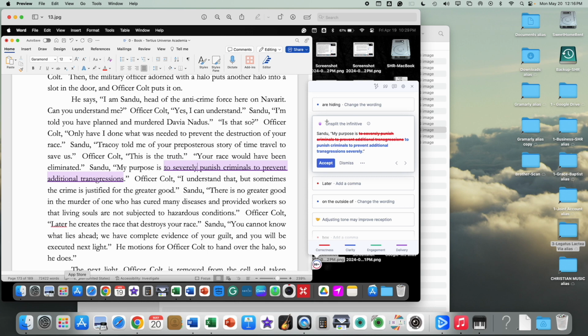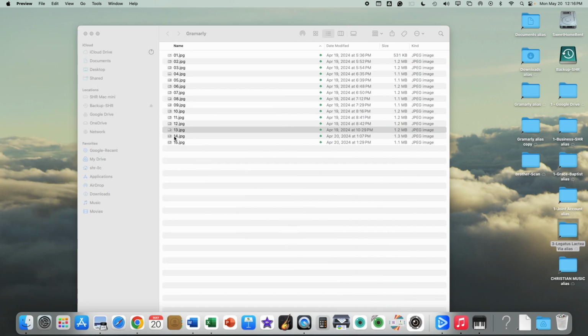And you can see here that they want to change the purpose here. "My purpose is to punish criminals to prevent additional transgressions severely." Okay. I don't know how you can do transgressions severely. To me, it's severely punish, not transgressions severely. Okay, let's move on to number 14.